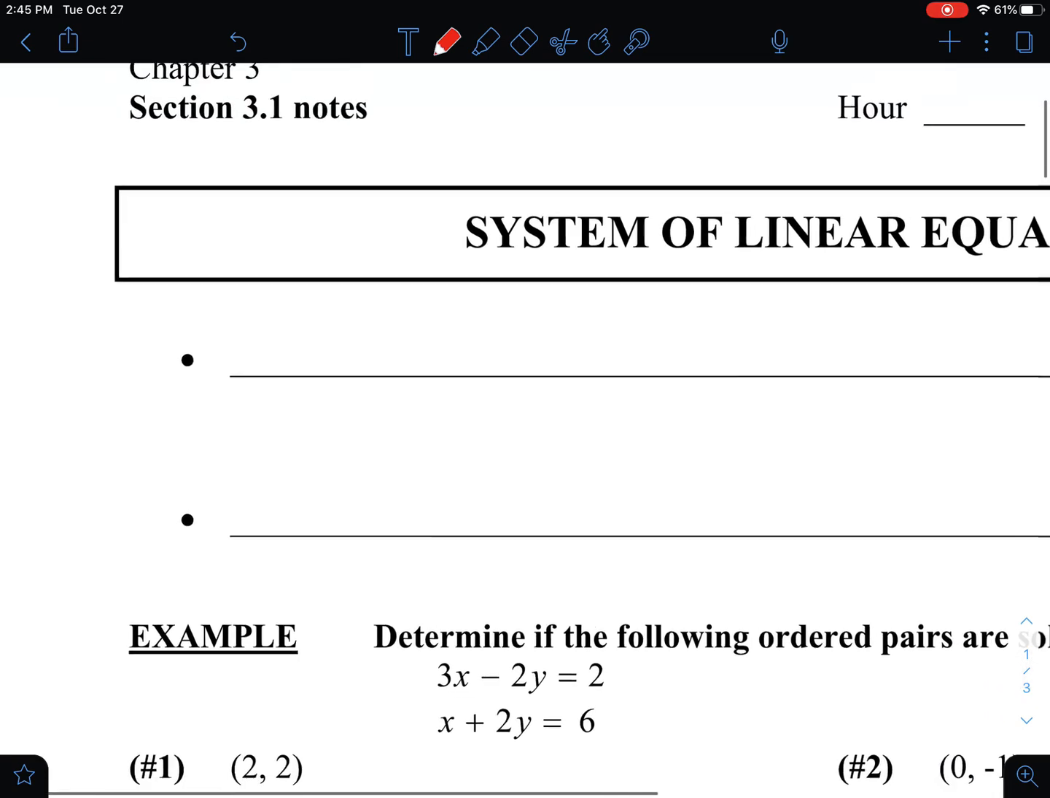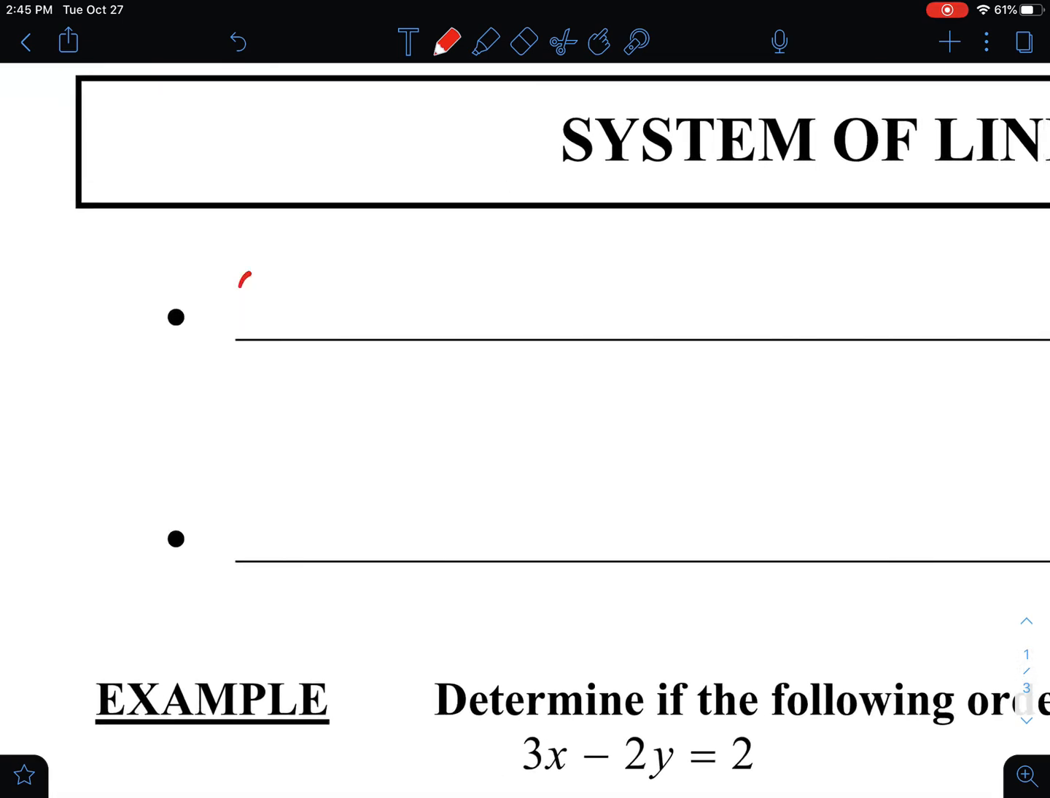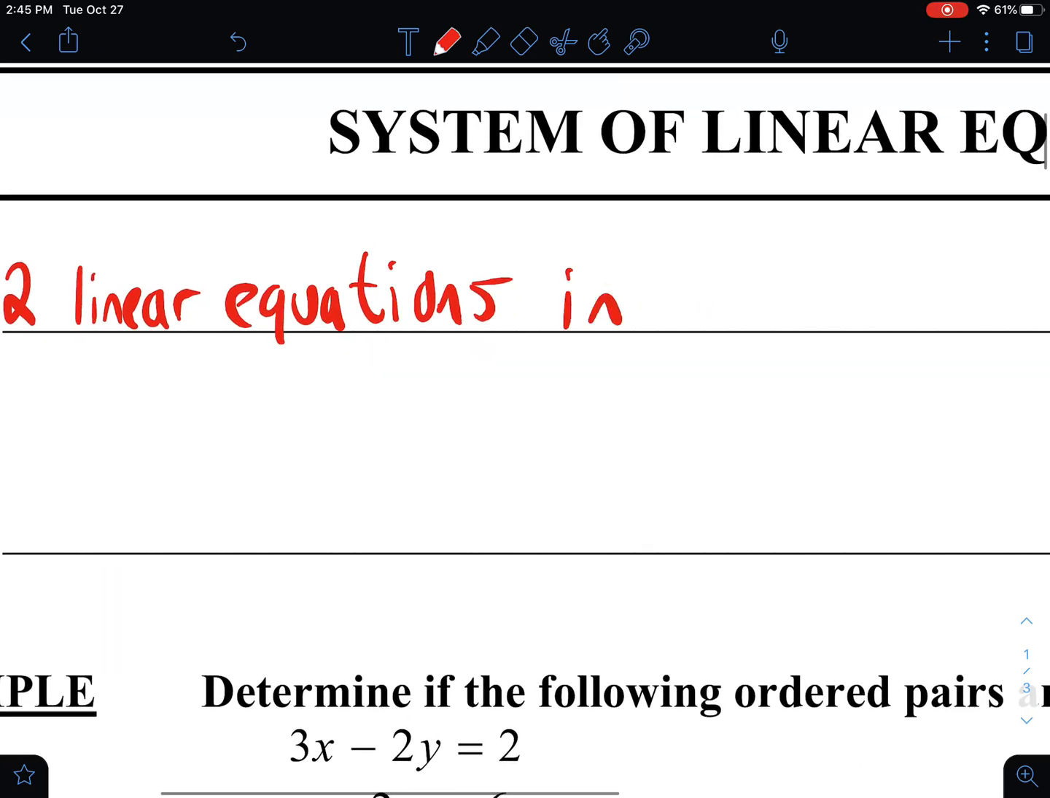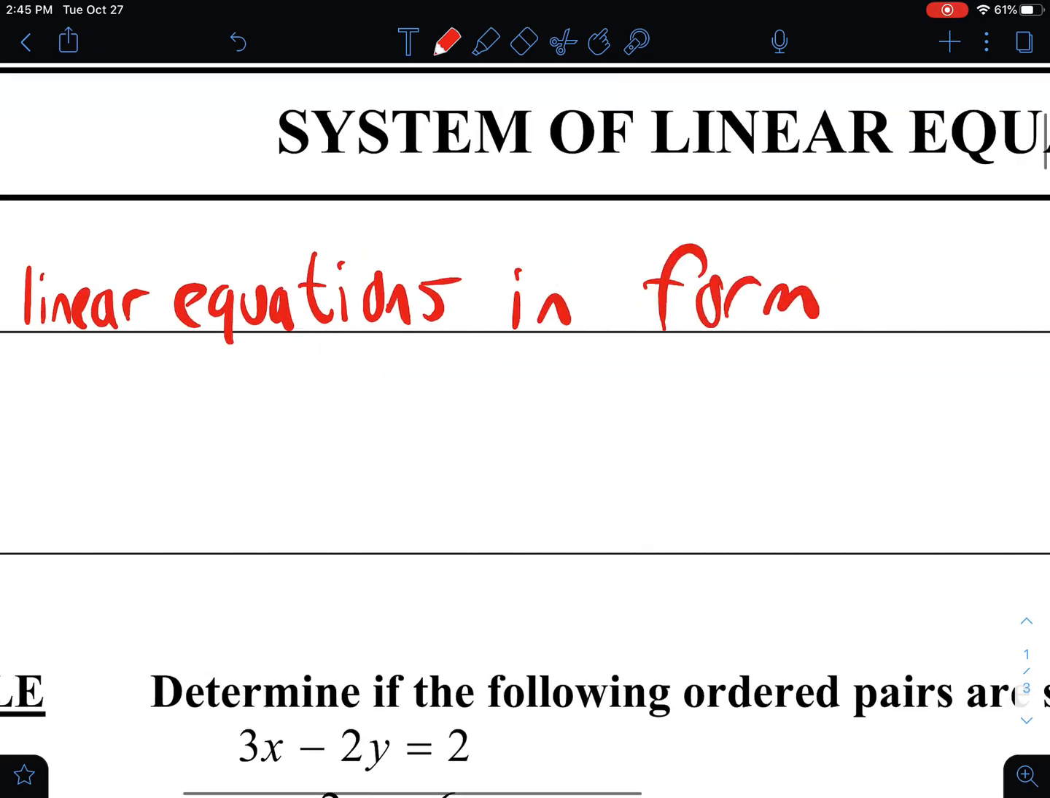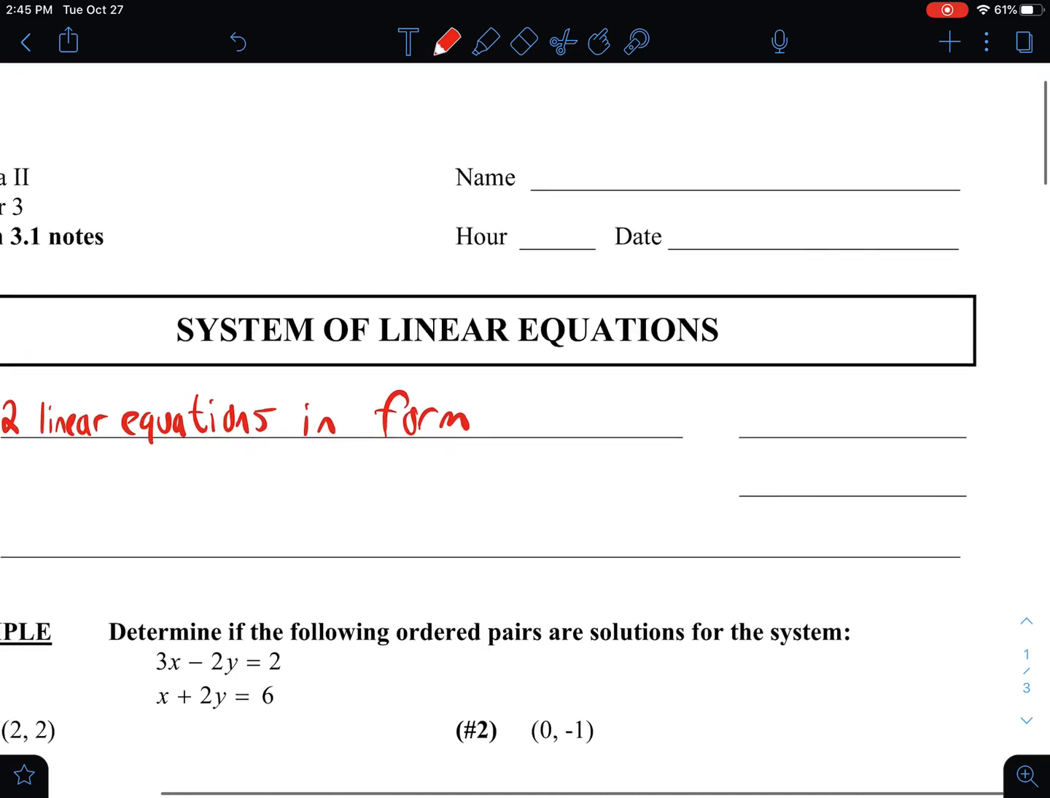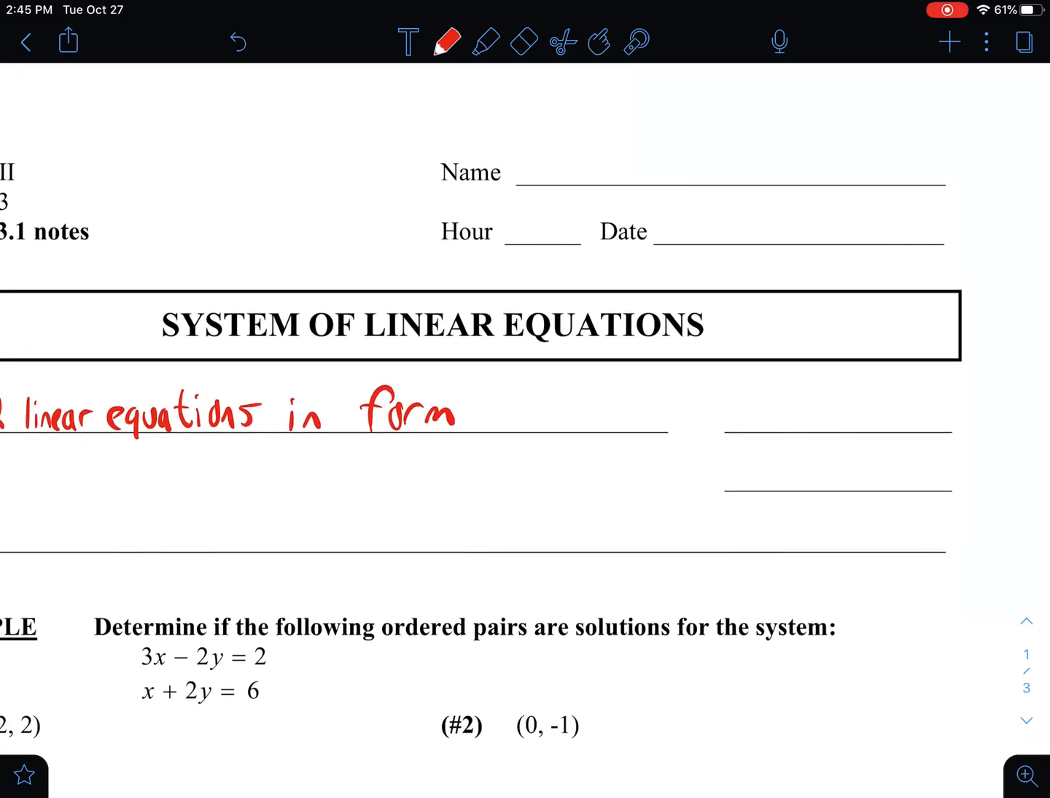Okay. So, systems of linear equations is going to be two linear equations in the form, it actually could be two or more, but we'll stick with two for now. It's going to be in the form ax plus by equals c, and dx plus ey equals f.